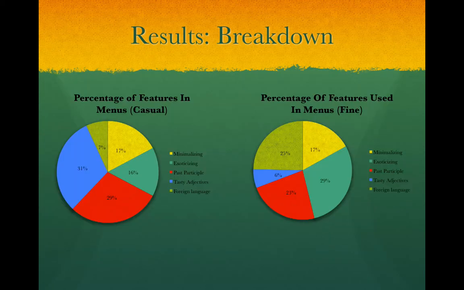And so after tallying, I had constructed them into a pie chart and used percentages to describe the information found. What we can see here is that the casual restaurants, the linguistic features that I use more frequently are past participles and tasty adjectives. While when it comes to fine dining restaurants, the linguistic features used are more commonly with past participles, exoticizing, and foreign language.